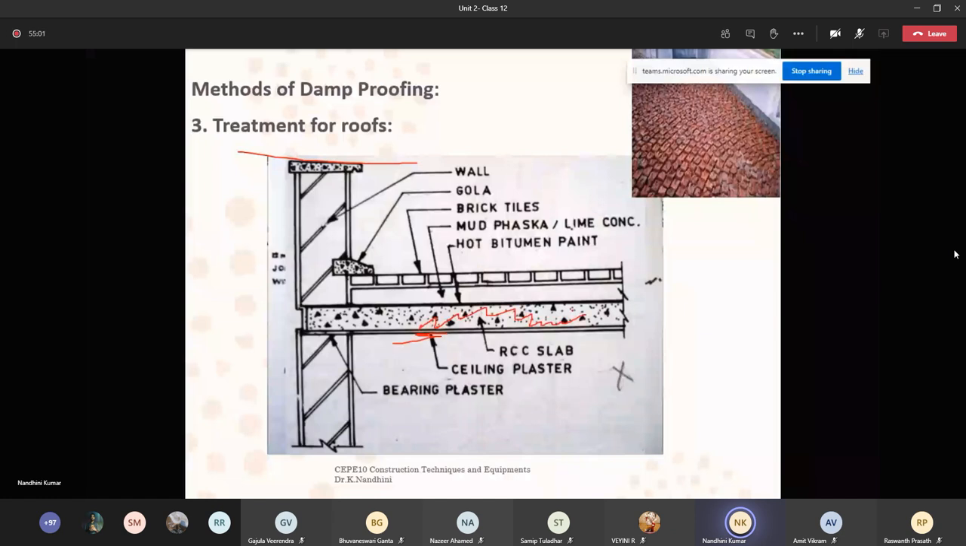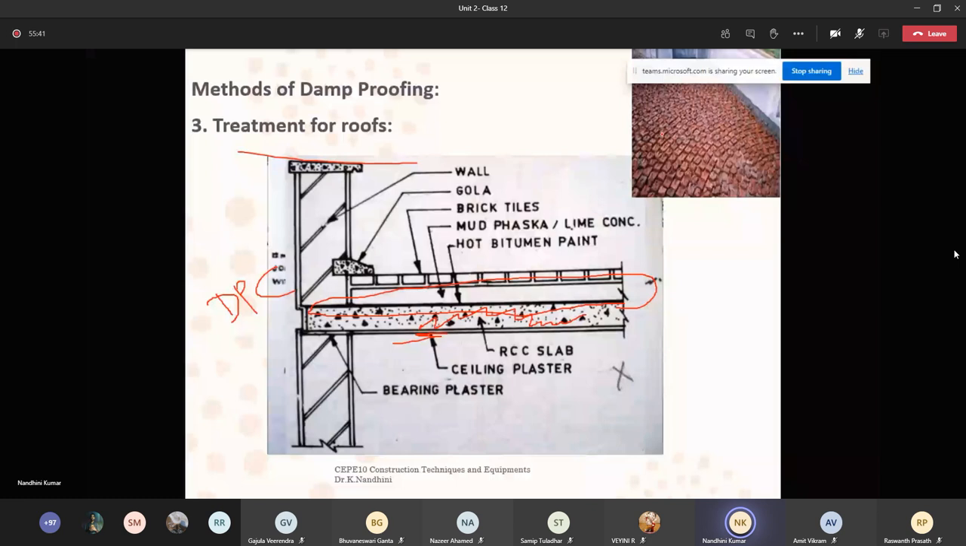Over this concrete slab you have a black color line, which indicates the damp proof, the DPC coat. It is made up of hot bitumen paint. You're coating it about 100 mm. Once it is done, you move on with the mud phuska, which is nothing but this. They call it brick bat jelly in South India. This type of bricks, they'll break and place continuously over the DPC.